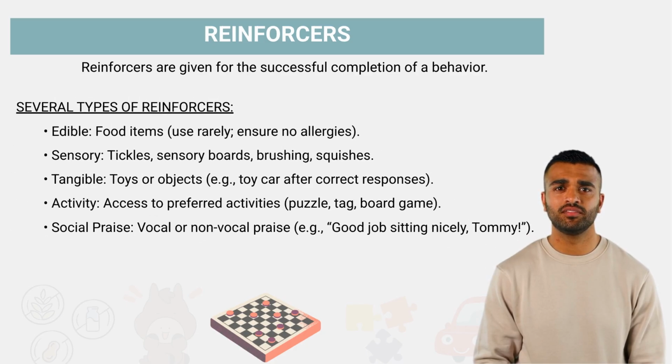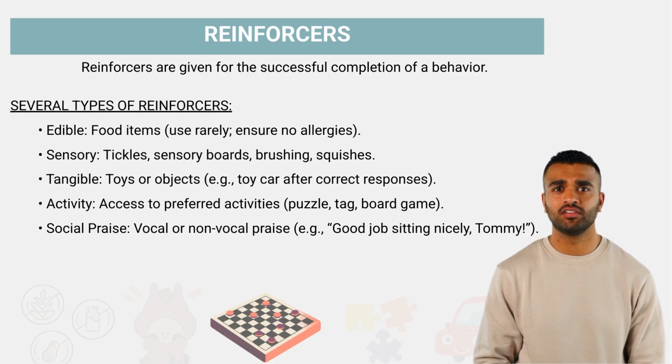Second is sensory reinforcers. Sensory reinforcers involve tickles, sensory boards, squishes, brushing, and scratches. Third is tangible reinforcers. These reinforcers are objects or toys. Little Tommy is provided with a car after he completed 3 correct responses.